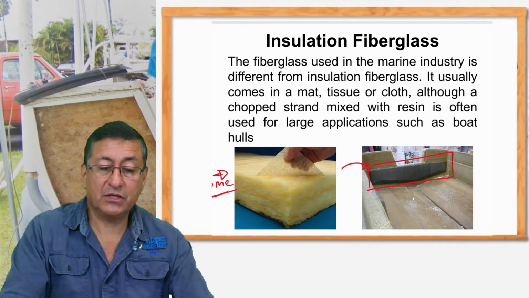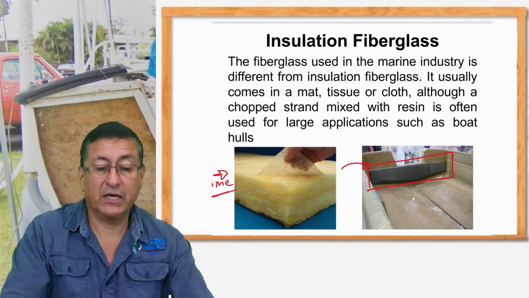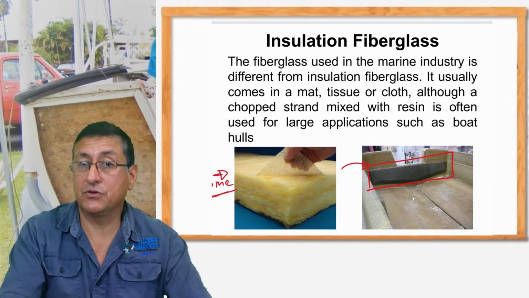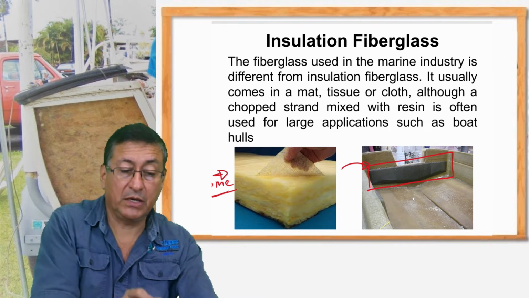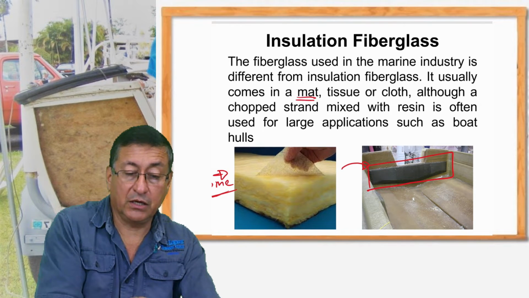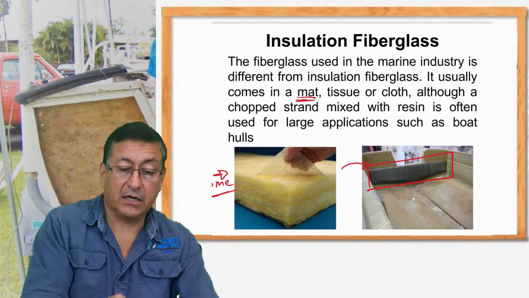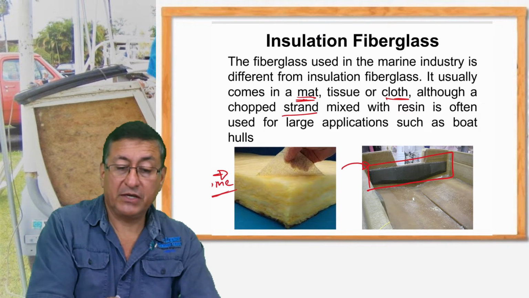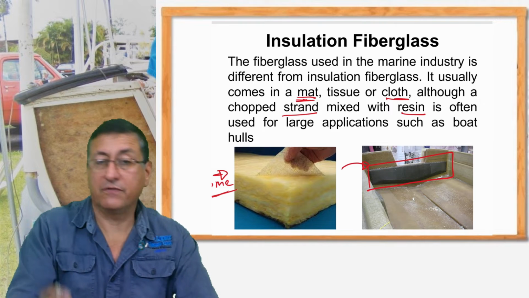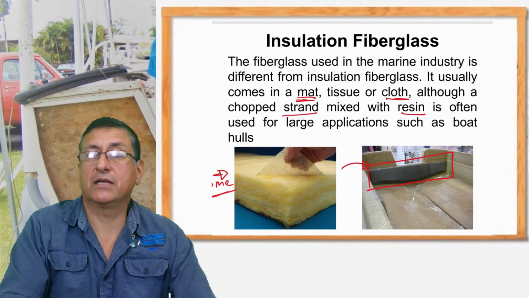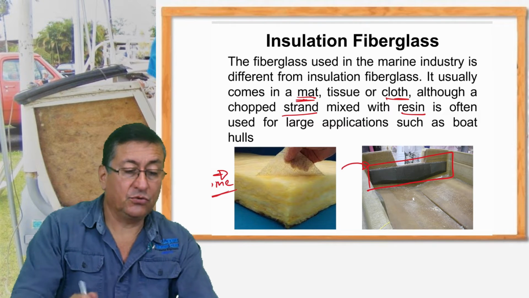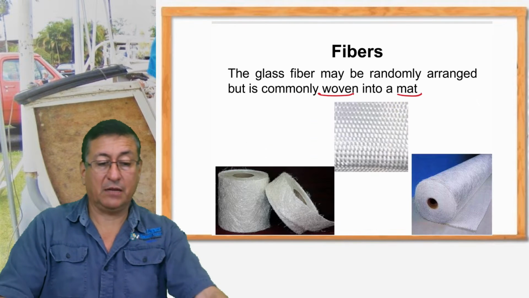The fiberglass used in the marine industry is different from the insulating fiberglass. The fiberglass used in the marine industry is commonly in mat, in cloth, and chopped strand, mixed with resin for different applications, basically in the fabrication of hulls and their structures. These are the uses and applications of those elements.